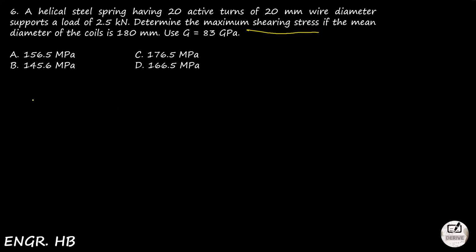So we all know that the formula for the maximum shearing stress, or the total shear stress, is equal to 8 kFc over pi, and below that is a dessert, that is wire diameter squared. So isa-isahin natin kung given ito mga ito. So umpisa natin kay K, which is Wahl's factor of 4C minus 1 divided by 4C minus 4 plus 0.615 divided by C. So hanapin muna natin si spring index.